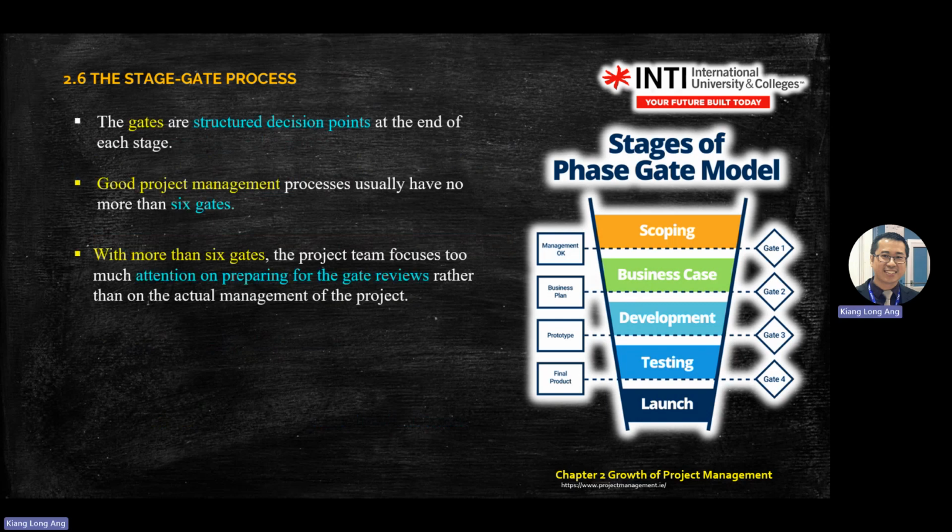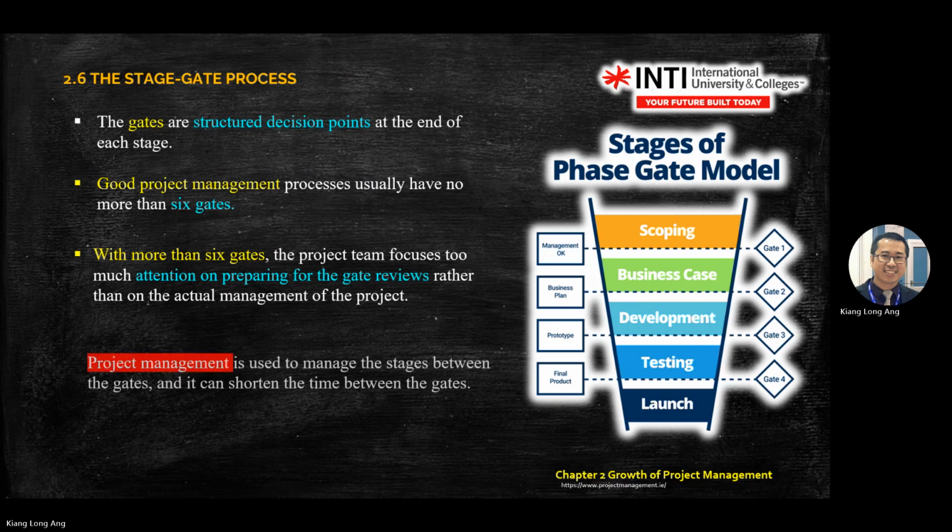The rest you read. Good project management usually has no more than 6 gates, meaning the process must be as short as you can make it, because it takes time. When you have more gates, it takes more time. Project management success or failure is based on time, cost, and quality. Time, cost, and quality, these three components. The rest you read.